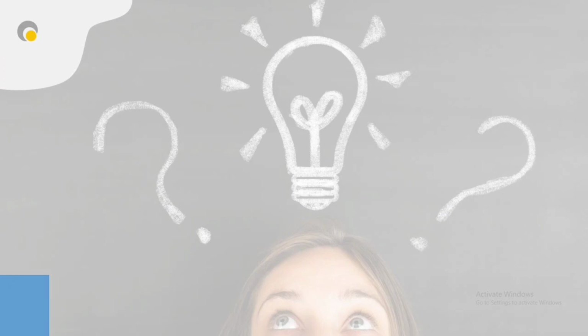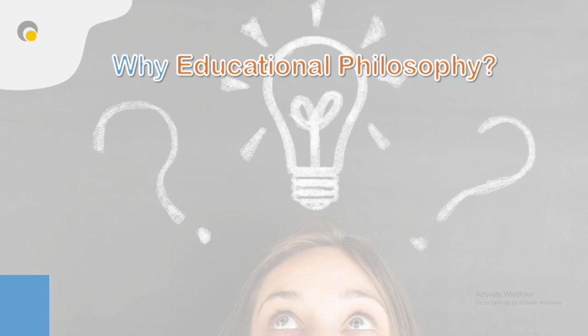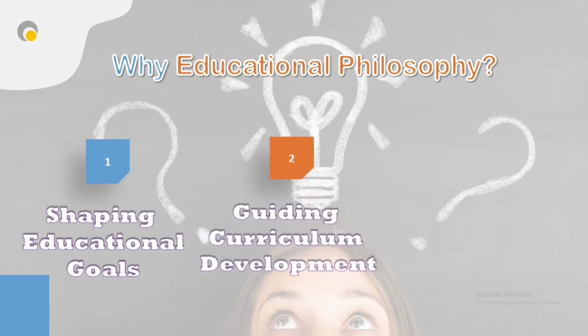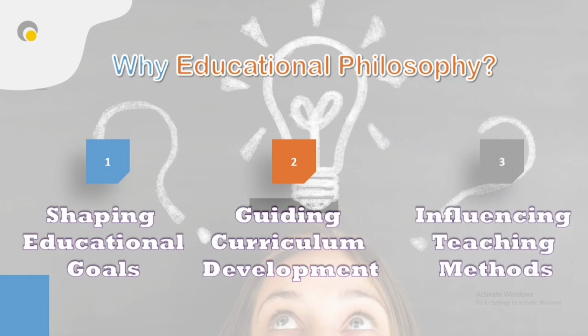Why is educational philosophy so important? The importance of educational philosophy can be described in three main categories: shaping educational goals, guiding curriculum development, and influencing teaching methods. Philosophy plays a pivotal role in education. The interplay between philosophy and education is profound, as it establishes the foundation upon which educational practices are built. Here's a detailed exploration of the significance of philosophy in these three key aspects of education.